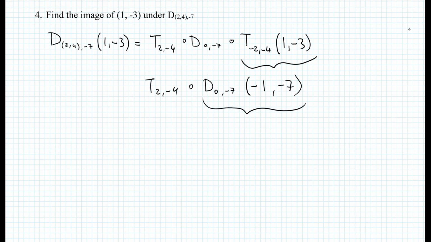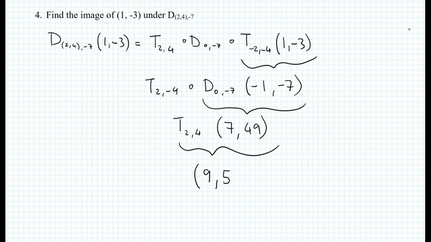Now, if you do this one here, we multiply every point by -7. So we end up with (7, 49). And we translate that point by (2, 4). Actually, it is (2, 4). So let me fix this here. It should be a 4 here. And that point becomes the following: (9, 53). And that's basically the answer for number 4.